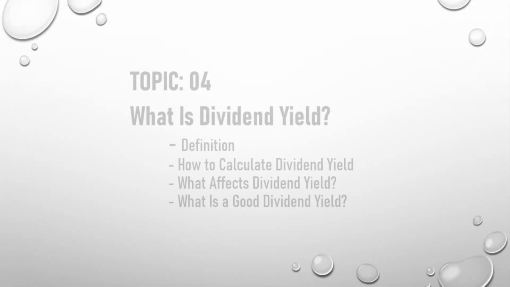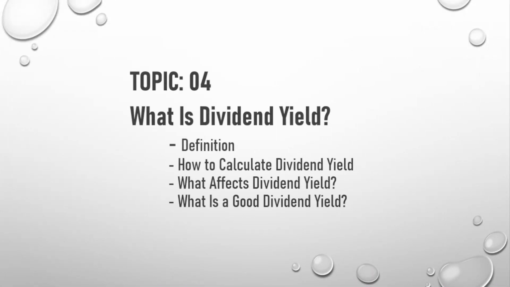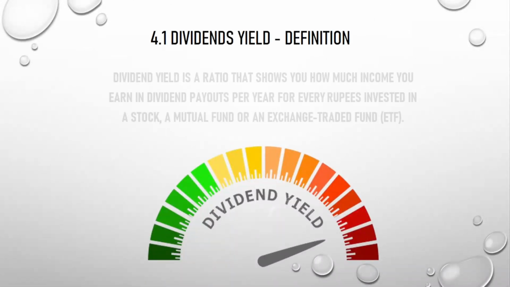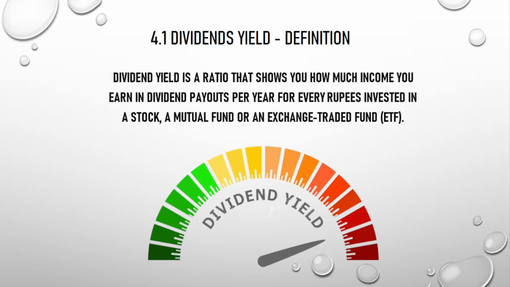Moving on to topic number 4. What is a dividend yield? Dividend yield is a ratio that shows how much income you earn in dividend payouts per year for each rupee invested in a stock, mutual fund, or exchange traded fund, that is ETF.